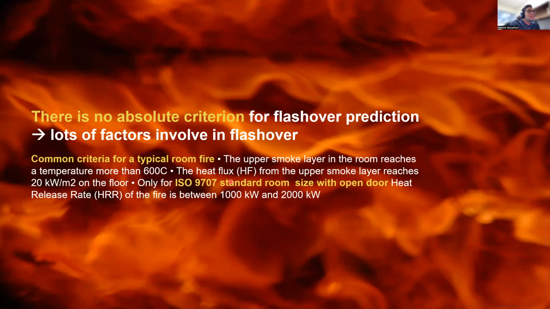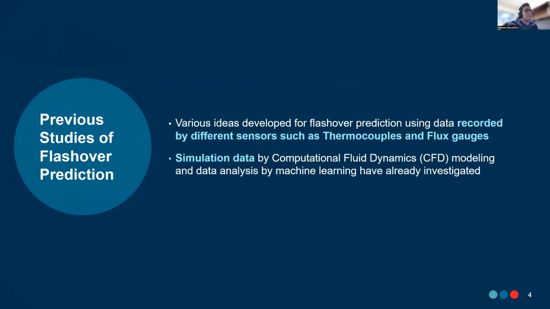So for example, in standard ISO 9705, which has a standard room size, flashover will happen when the upper smoke layer in the room reaches a temperature of more than 600, or heat flux, meaning the energy that the smoke delivers to the floor, is above 20 kilowatts per square meter, and heat release rate between 1,000 and 2,000. So it's just a rough criterion.